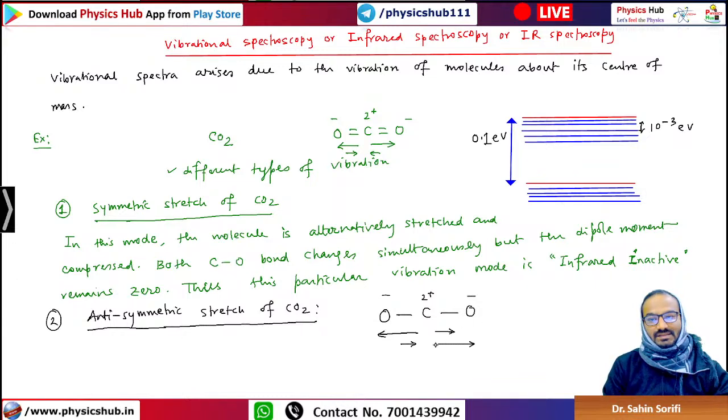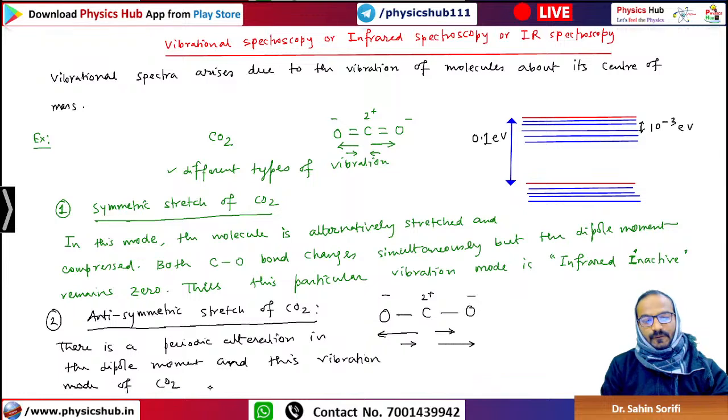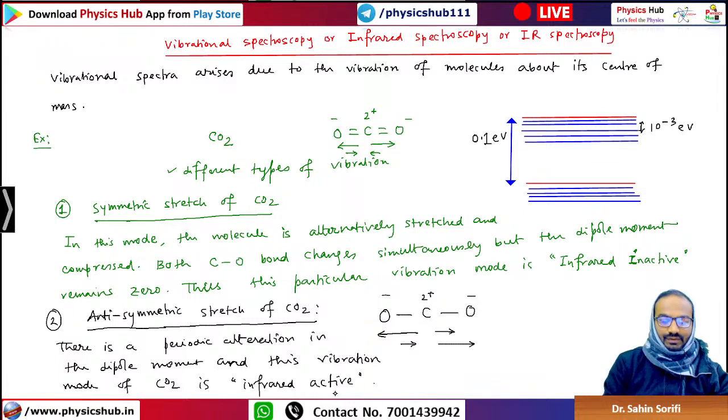So in this case, change in dipole moment is there. So there is a periodic alteration in the dipole moment, and this vibration mode of CO2 is infrared active or IR active. Clear?